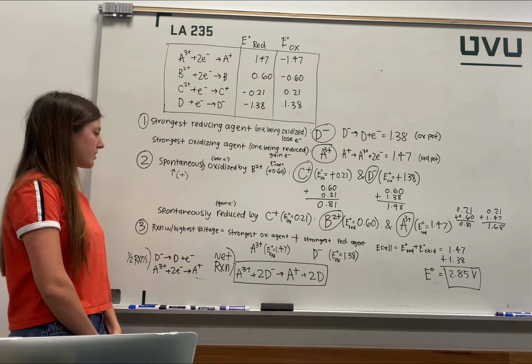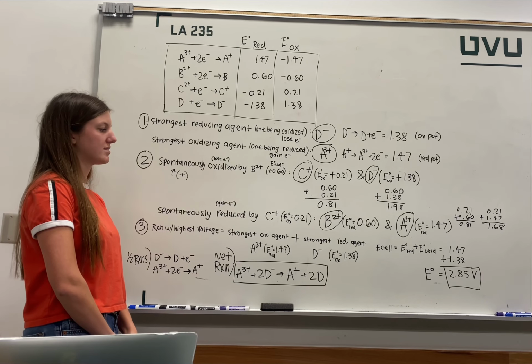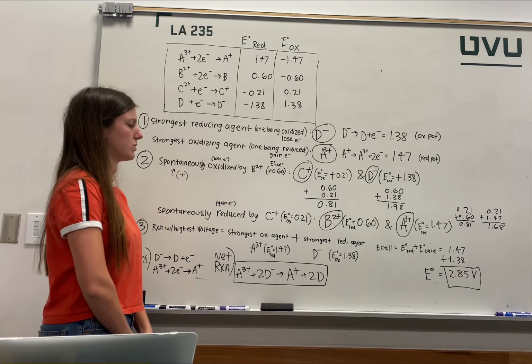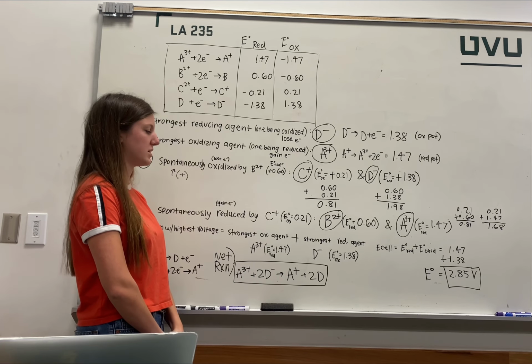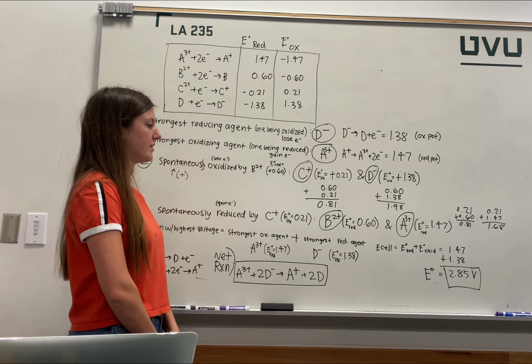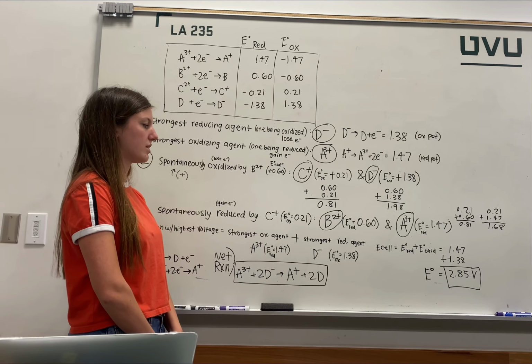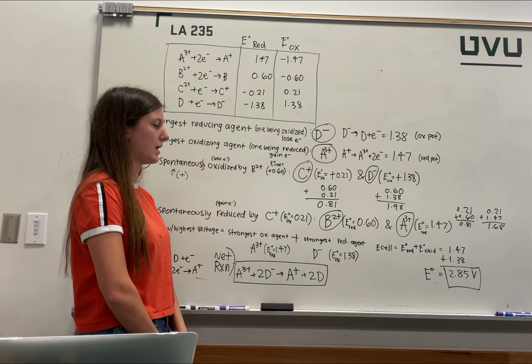To find the reaction with the highest voltage, you add the strongest oxidizing agent and the strongest reducing agent, which we identified: the strongest oxidizing agent is A3+ with a reduction potential of 1.47, and the strongest reducing agent is D- with an oxidation potential of 1.38.